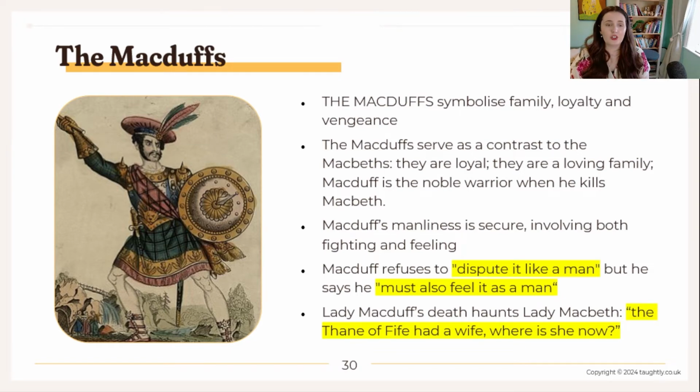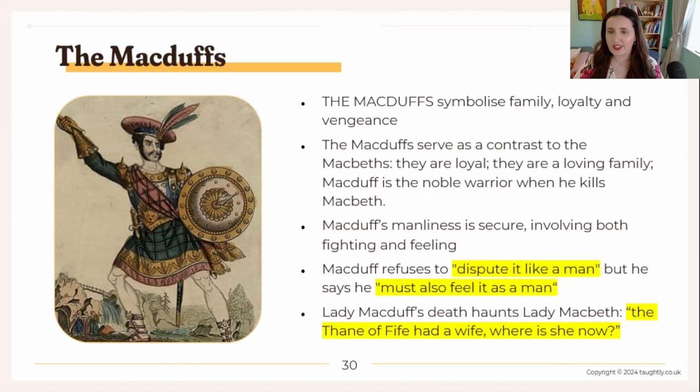So Macduff also acts as this contrast to the Macbeths, right? Much like Banquo does. The Macduffs as a family are loyal, they're loving, they've got children too, which the Macbeths don't have. And Macduff is a noble and loyal warrior the whole way through the play. He doesn't turn traitor like Macbeth does. He's noble from the start to the end.